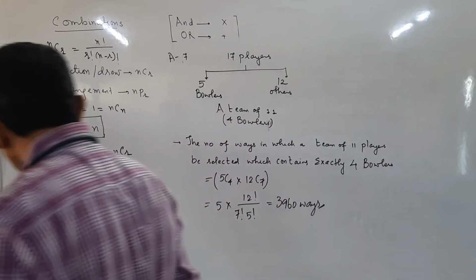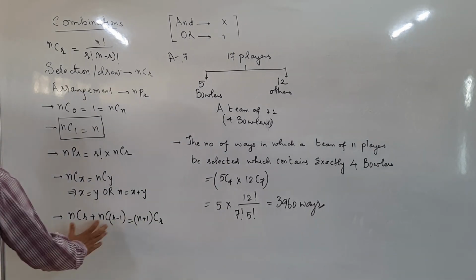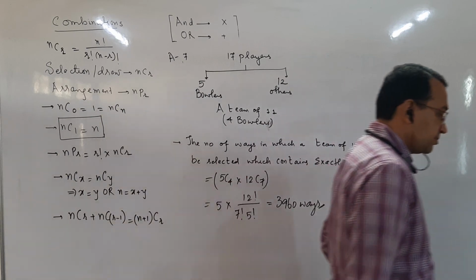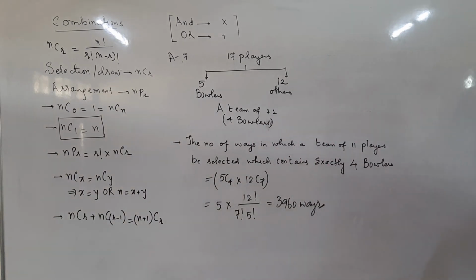This last property, nCr plus nCr-1 is equal to n+1Cr, we haven't applied in any of the sums. But for your knowledge, this is an important property for chapter 8, which we are going to start after completing chapter number 7.